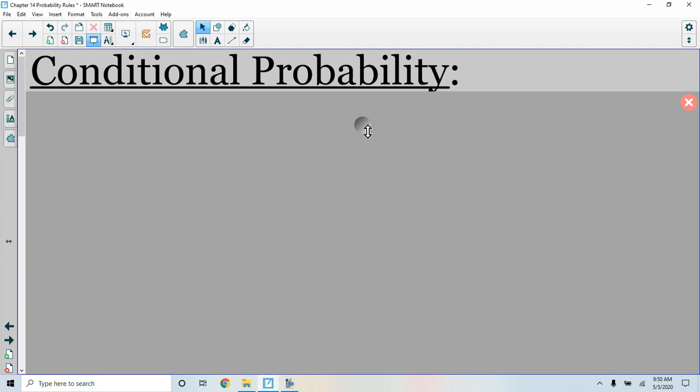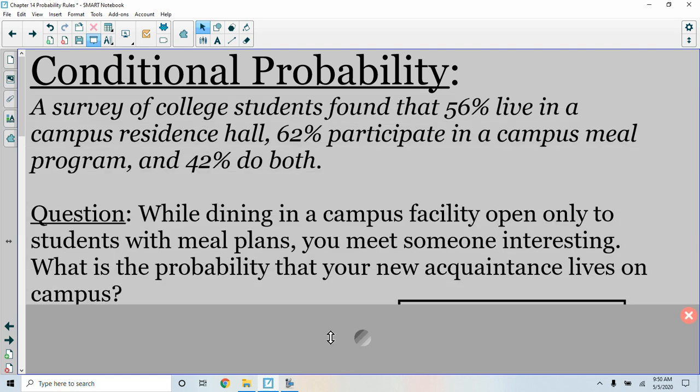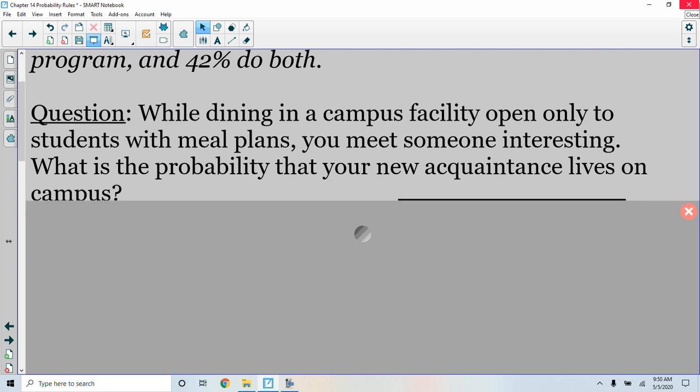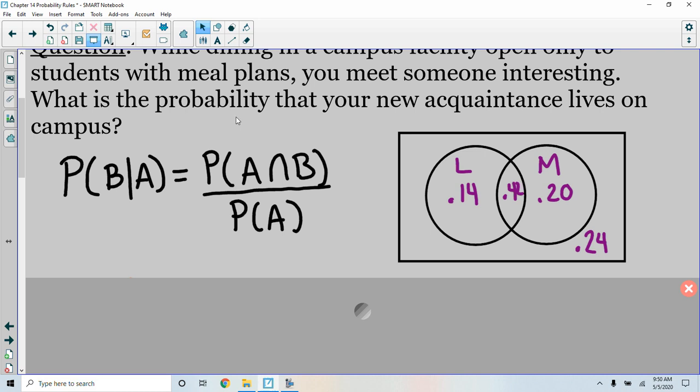So we have these other probabilities called conditional probabilities. We're going to use our same scenario of students living on campus and having meal plans. And this time we're already in a dining facility eating with somebody that you've just met. Since they're in the dining facility, they definitely have a meal plan, so we already know something about them. And so we want to know the probability that that person we just met, who is in a dining hall eating, also lives on campus. And so that's called a conditional probability.